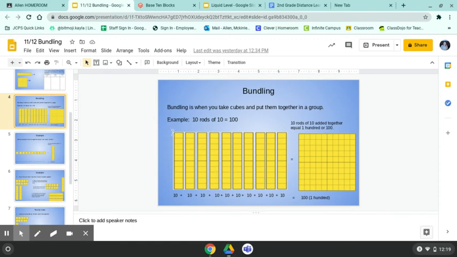I could count every single individual cube in here and go 1, 2, 3, 4, 5, 6, 7, 8, 9, 10, 11, 12. I could do that and count them all, but I know that I have 10 and 10 and 10 and 10. These all have 10 in them. So when I add them together, this is the same as 100. So that's the same thing.